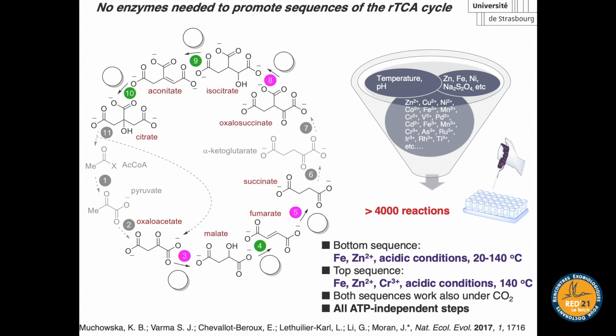And after screening thousands of reactions manually, by hand, pipetting, and really working very hard, we found that the sequence of the bottom part of the cycle, so starting from oxaloacetate, which is reduced to malate, which is then dehydrated to fumarate, which is then reduced to succinate, this sequence can be performed under acidic conditions with metallic iron as a reducing agent, and with zinc salts. So this sequence, you plug in the starting material oxaloacetate, you add all the catalysts, all the promoters, you wait, and at the end you get succinate.